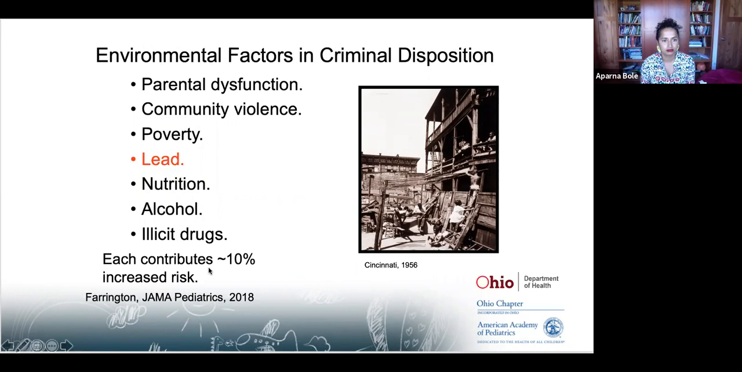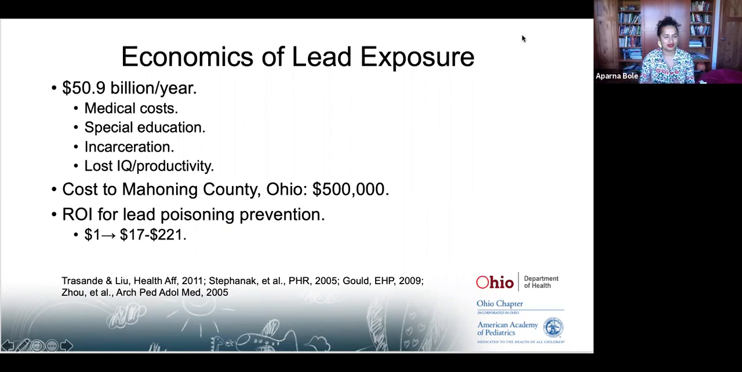I talked about the earning potential of a young person over their lifetime being decreased due to the effects of lead exposure. And at a population level, these costs are enormous in terms of lost IQ and productivity, but also in medical costs, special education and educational accommodations, and costs of incarceration. If we look at the return on investment in just monetary terms for preventing lead poisoning, which is really the goal of public health, for every dollar invested, depending on the time frame and how many contexts you look at in measuring that return, the range is from $17 to over $200.